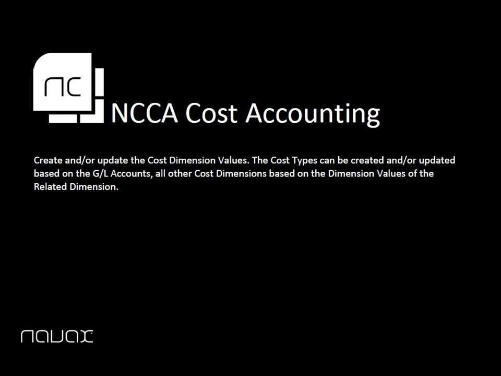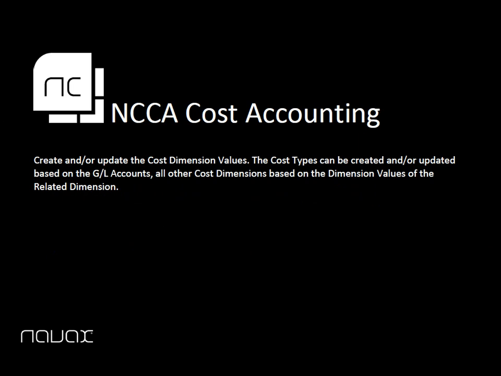The cost types assist the recording of costs whose organization in the first line depends on the type of production factors used. To create and/or update the cost dimension values, the cost types can be created and/or updated based on the GL accounts, all other cost dimensions based on the dimension values of the related dimension. And now I think it's time to roll the session and show you how the setup cost types works.